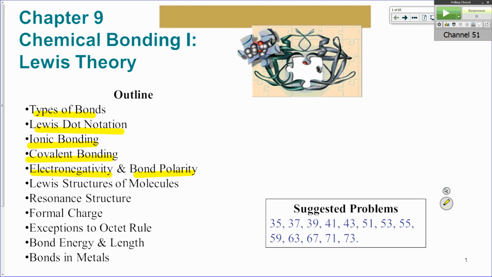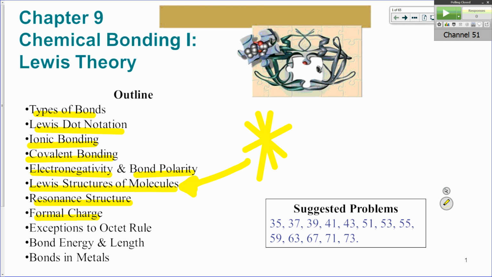Okay. Then we're going to go into the Lewis structure of molecules. This is the rest of chemistry. It is the foundation of understanding Lewis structures. It talks about when you have more than one possibility. That's what resonance structure is about. Formal charges are a way that we figure out which is the most probable structure when you have multiple options.